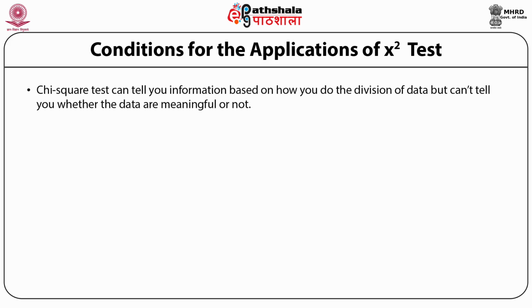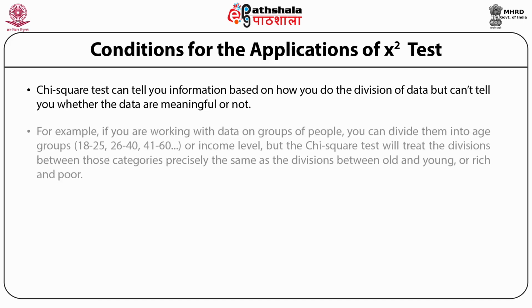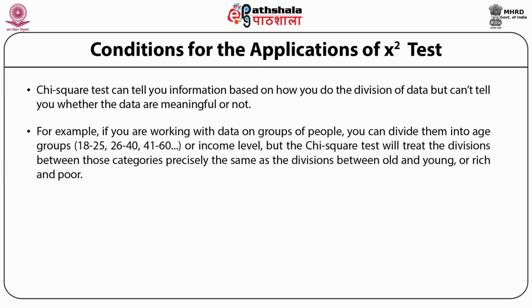Now chi-square gives you information based on how you divide the data, but can't tell you whether the division is meaningful or not. For example, if you are working with data on groups of people, you can divide them into age groups like 18 to 25, 25 to 40, 41 to 60, or on the basis of income level. But the chi-square test will treat the division between those categories precisely the same as the division between old and young or rich and poor.